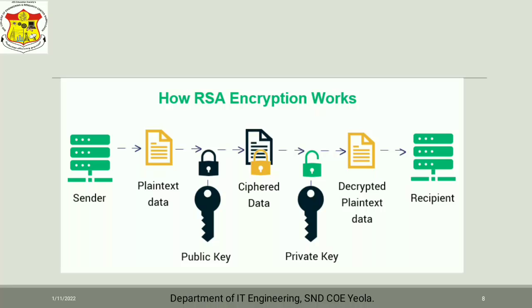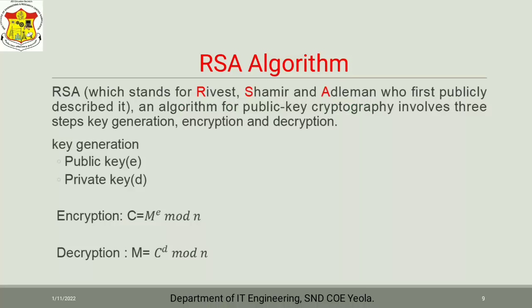So this is all about the RSA algorithm. There are three main steps involved in the RSA algorithm. The first one is key generation, the second one is encryption, and the third one is decryption. In the first one, key generation, two keys, that is private key and public key, are generated, and the second one is encryption, to find out the value of E, and for decryption we have a formula m is equal to c raised to d mod n.